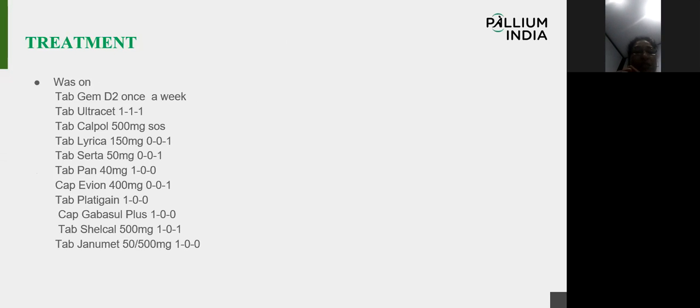While on admission, she was on treatment with tab gemcitabine once a week, and for pain she was on Ultracet and Calpol, taking 500 milligrams SOS. She was also being given tab Lyrica 150 milligrams HS, tab Certa 50 milligrams HS, and other supportives along with calcium tablets, and also on OHS.